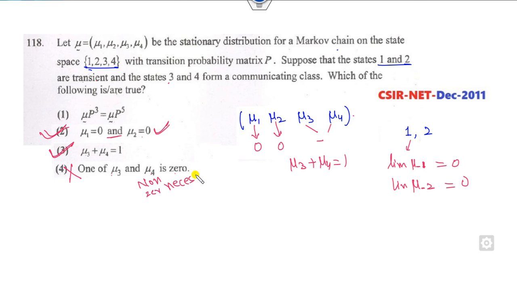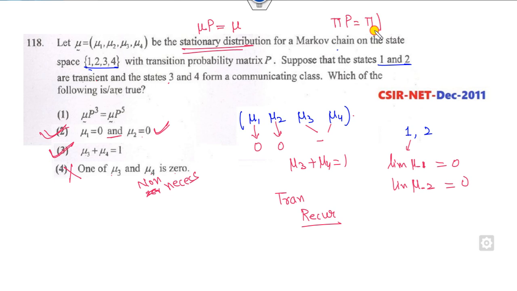Not necessarily true. Why? If they are transient, then both must be 0. If they are both recurrent, then it will not be 0. Here, look at that first option. What is the meaning of the stationary probability? If you multiply it by P, it must stay the same. Like if pi is my stationary distribution, it must satisfy this.